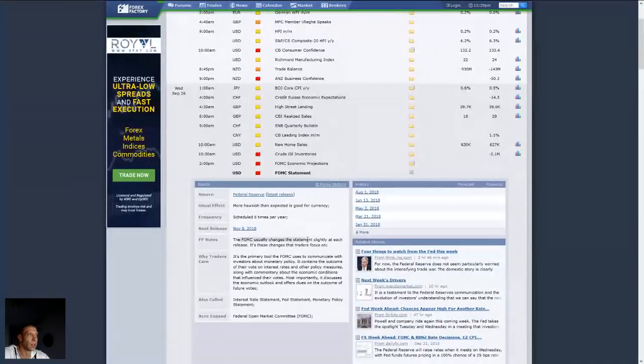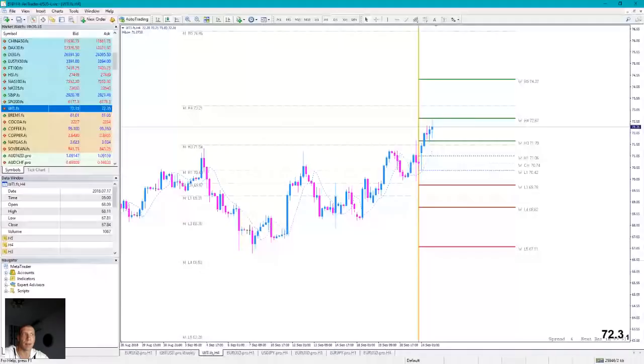You see, you never know what will happen. But then again, I expect them to be neutral, probably, maybe slightly bullish, hawkish, but let's see.